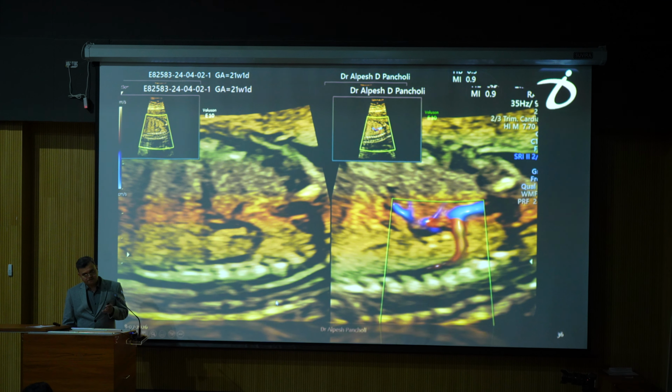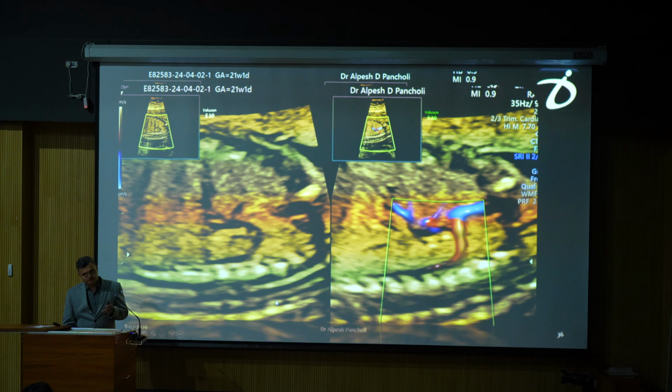Sometimes we may see the brachiocephalic vein is not adjacent to the aorta, it is passing through the thymus. You can see it is in between the thymic tissue. This is nothing but the intrathymic course of the left brachiocephalic vein. This is a normal variant.